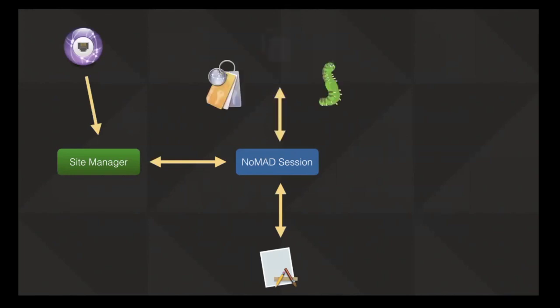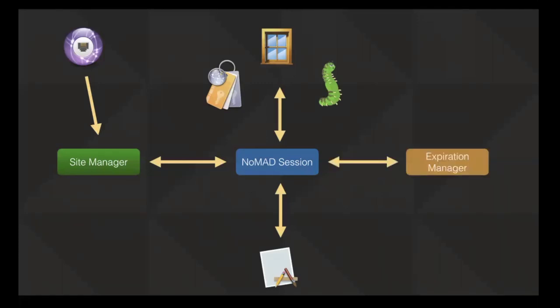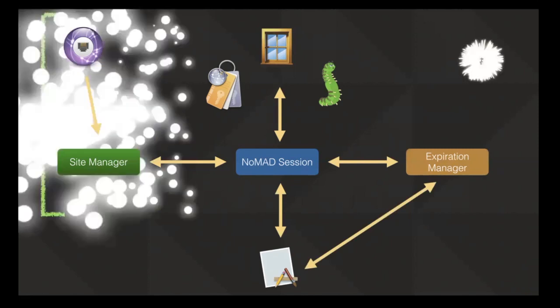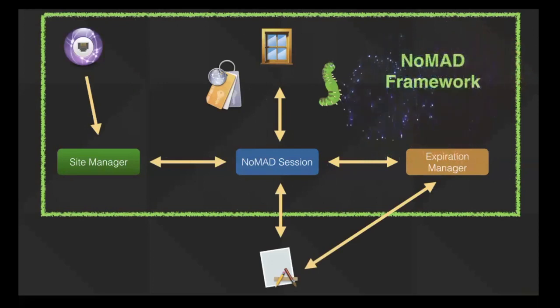That site manager is aware of network changes. And then the NoMAD session uses Kerberos and LDAP to contact Active Directory. There's an expiration manager in this, which can then vend a menu full of usernames and when the passwords are going to expire. And all of this becomes the NoMAD framework. It's a Swift framework that can be dropped into any application to give you a good chunk of basic Active Directory authentication, password management, and everything else without having to know anything about it.